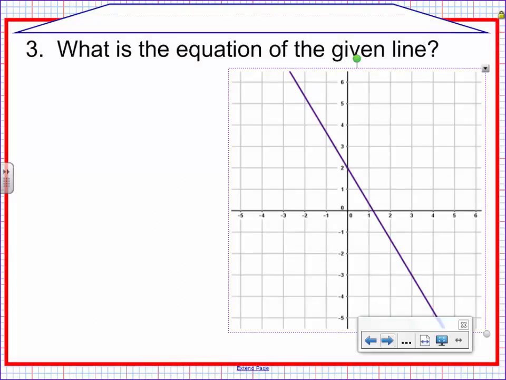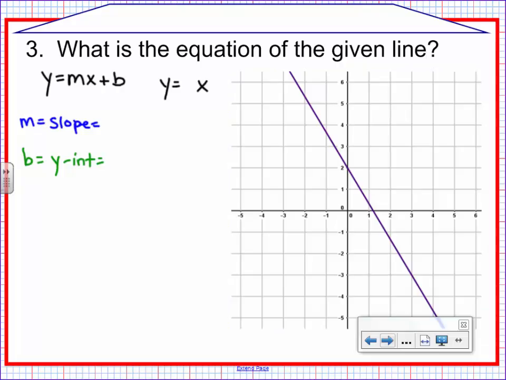So just like before, we're going to try to write our equations in slope-intercept form, y equals mx plus b, which means that we need to find our m, which is the slope, and our b, which is the y-intercept. And I like to start with my y-intercept, so I'm going to look at my graph and find out where it crosses the y-axis. That's here at the point (0, 2). So that means the b is 2. So behind the x, I'm going to put a plus 2.